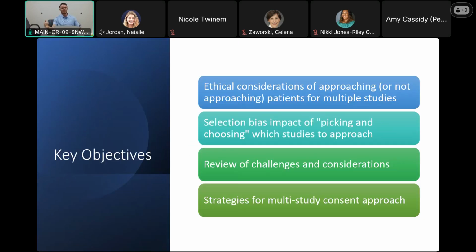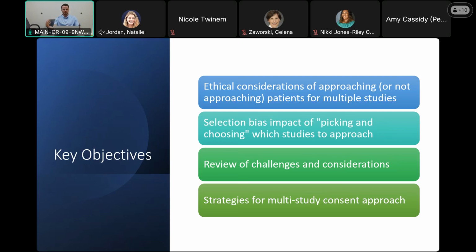Some of the key objectives that we're going to be going over are the ethical considerations of approaching or not approaching patients or families for multiple studies, and selection bias, the impact of picking and choosing which studies to approach if a subject is eligible for several studies, and say you only pick 2 of 5 to talk to them about. Then we'll go over some of the challenges and considerations for each of these approaches, and some of the strategies that teams implement.